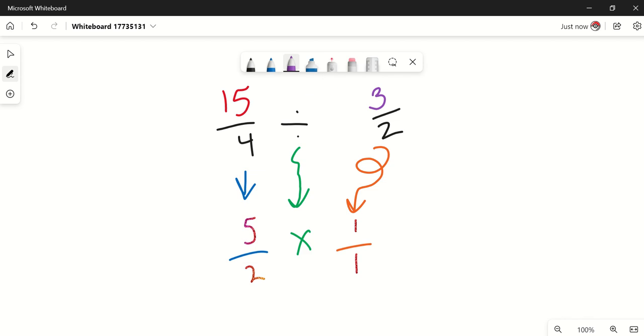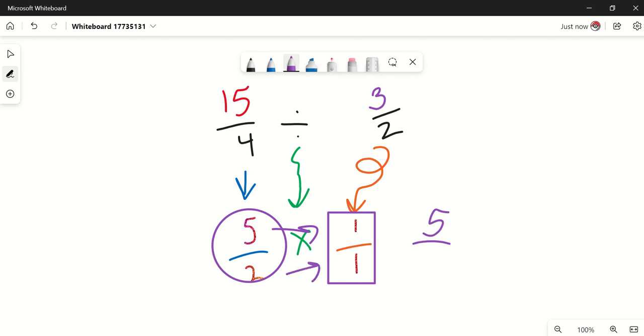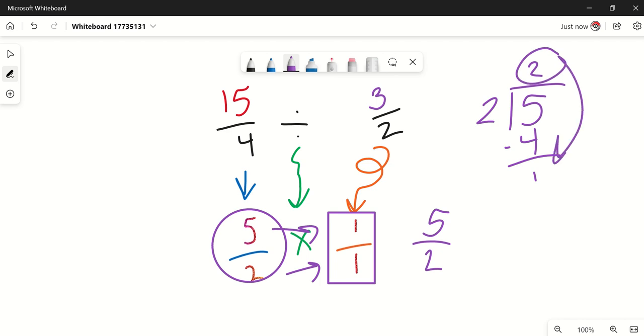Now I can multiply straight across, and we've talked about it. When you have a wall of 1s, it's literally just going to be this, because 5 times 1 is 5, and 2 times 1 is 2. So it still becomes 5 over 2. This is an improper fraction, so I have to simplify by dividing 5 by 2. 2 will go into 5 twice, which will equal 4. When I subtract, I'll have 1 left over, so my answer is 2 1/2.